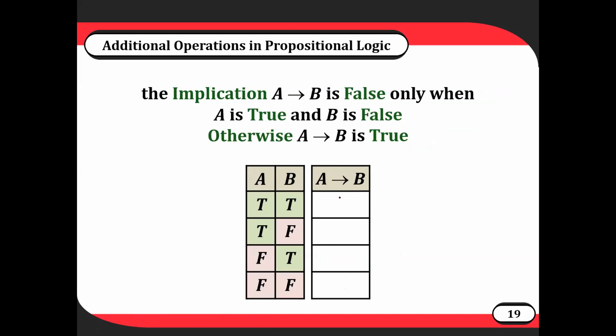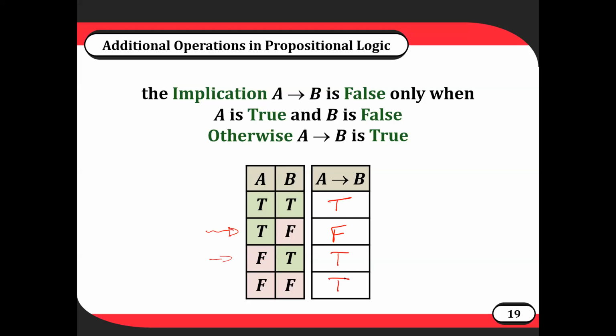So A implies B. We said there's only one case where it's true. If A is true and B is true, then this is true. If A is true and B is false, so basically what we're saying is if A is true, then B must be true. So if A is true and B is false, then this obviously means our statement is false.